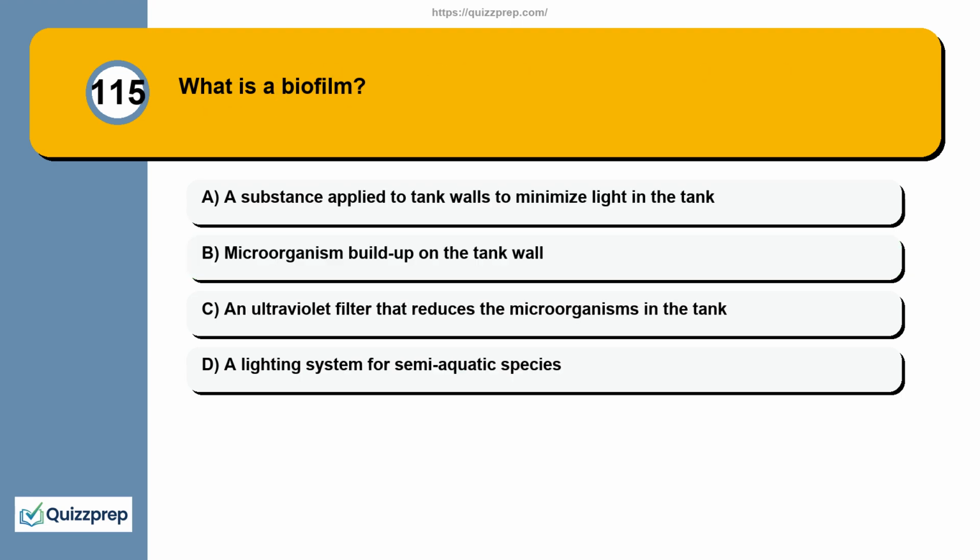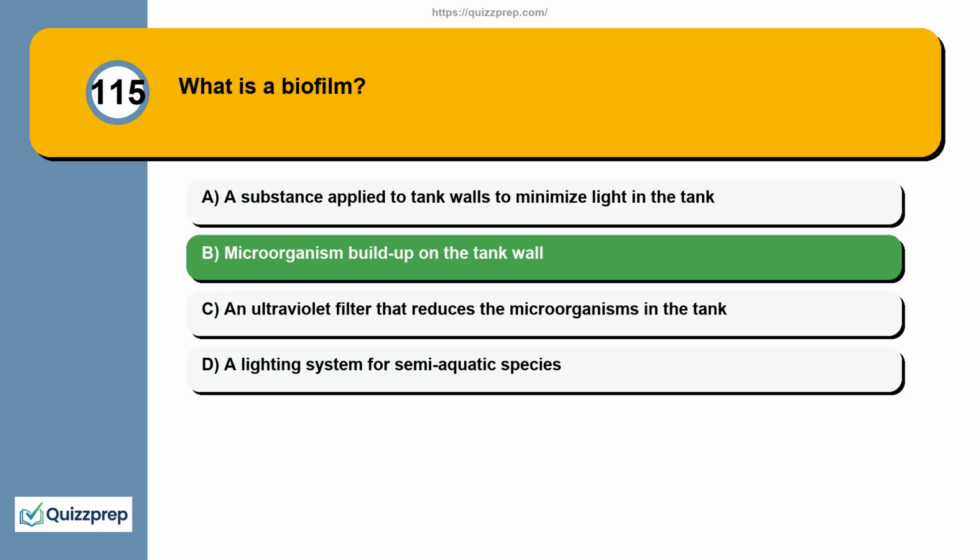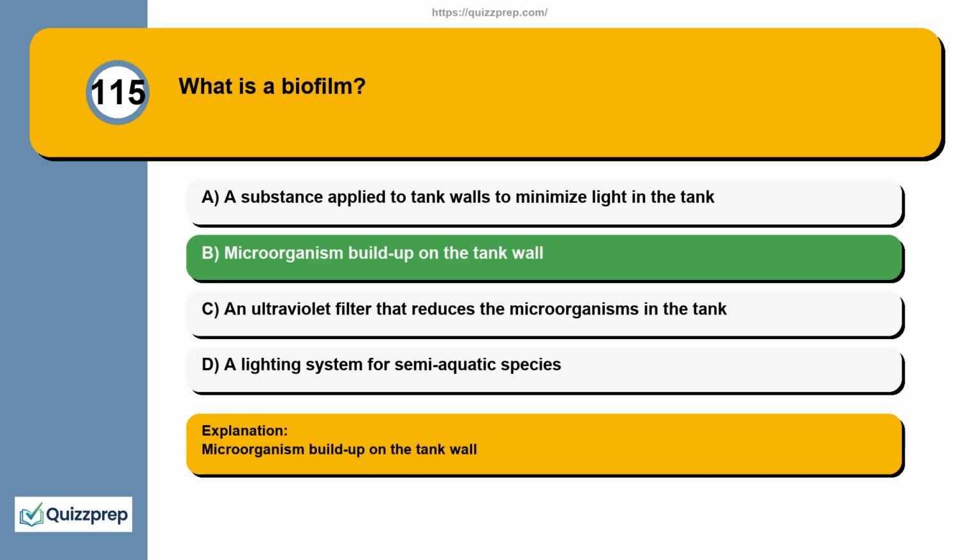Question 115. What is a biofilm? Option A, a substance applied to tank walls to minimize light in the tank. Option B, microorganism buildup on the tank wall. Option C, an ultraviolet filter that reduces the microorganisms in the tank. Option D, a lighting system for semi-aquatic species. The correct answer is option B, microorganism buildup on the tank wall.